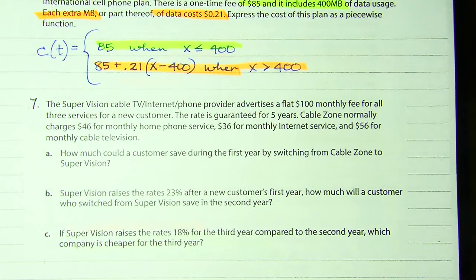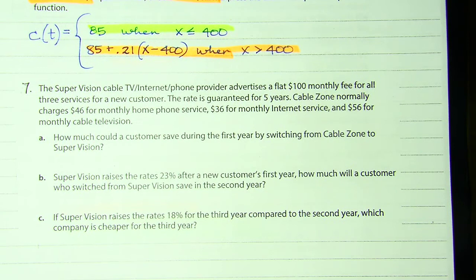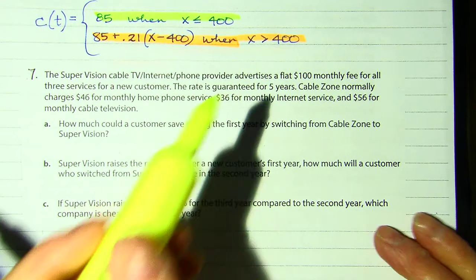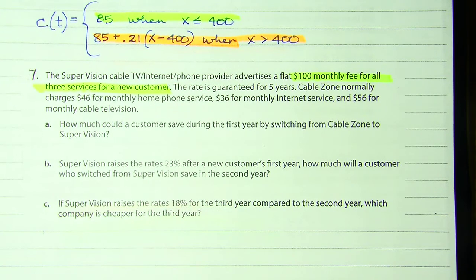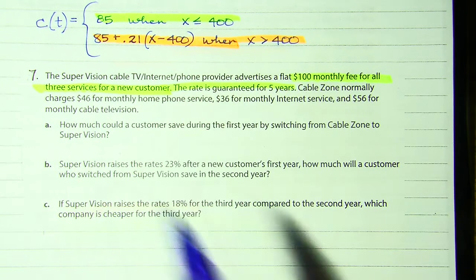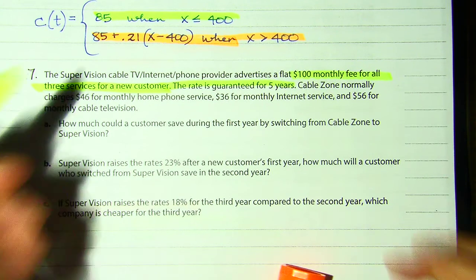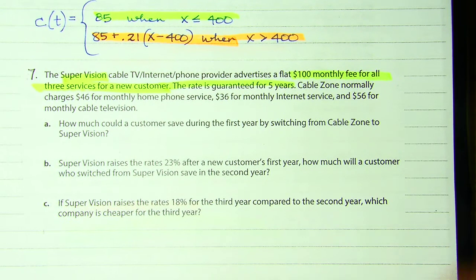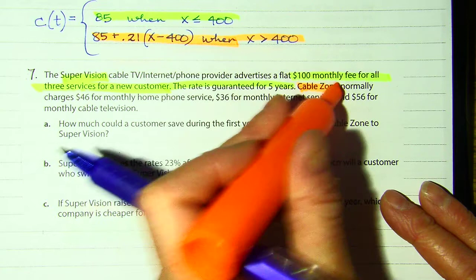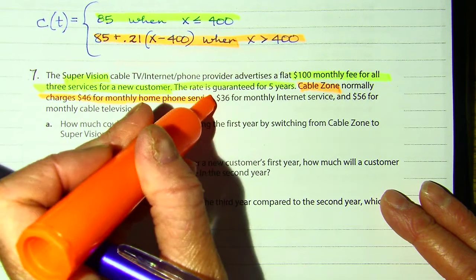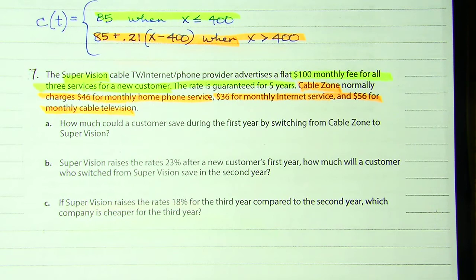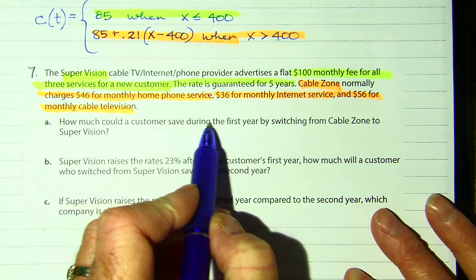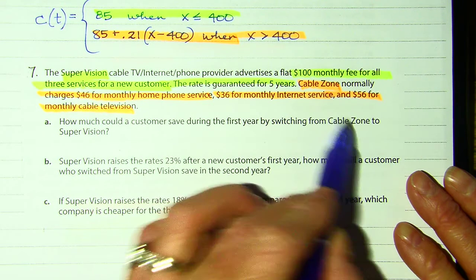All right, number 7. So Supervision Cable TV Internet Phone Provider advertises a flat $100 monthly fee for all 3 services for a new customer. The rate is guaranteed for 5 years. Cable Zone charges $46 monthly home service, $36 for internet, and $56 for monthly cable. So how much could a current customer save during the first year by switching from cable to Supervision?